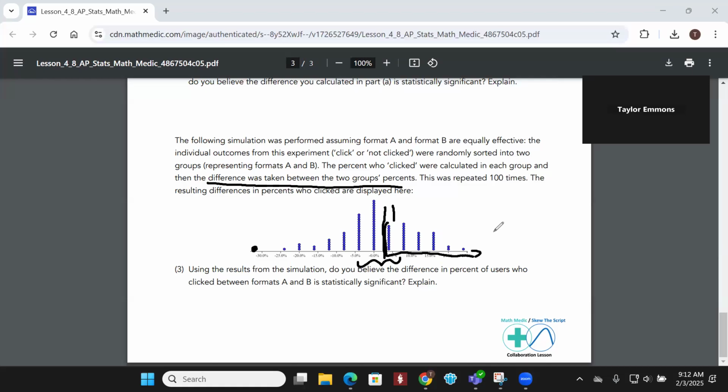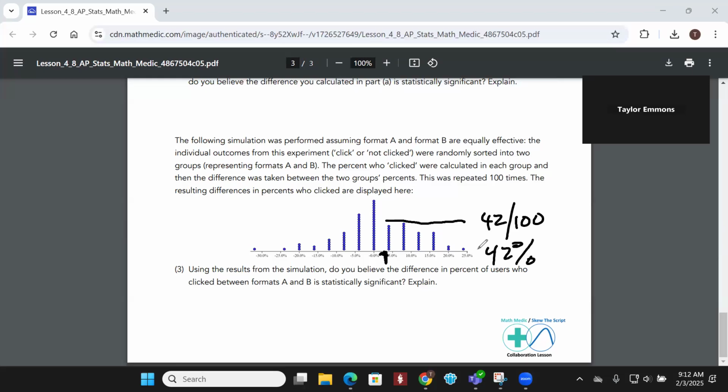Because how much did we calculate in part 1? Oh, part 1. 4%. Okay, so 4% is right here, right? So if you counted up all these dots, I'm going to go ahead and help you with this. There are 42. 42% of your data is greater than or equal to 4%.